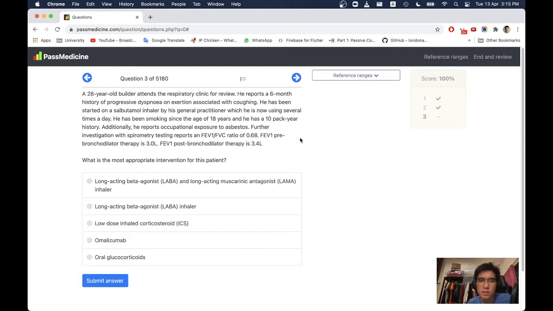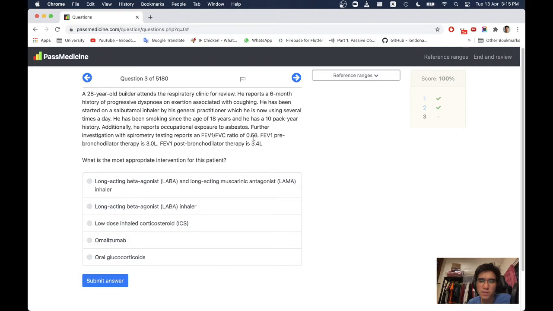He has been smoking since the age of 18 years and has a 10-pack year history. Additionally, he reports occupational exposure to asbestos. Further investigation with spirometry testing reports FEV1 to FVC ratio of 0.68, FEV1 pre-bronchodilator 3 liter, FEV1 post-bronchodilator therapy 3.4 liter. What's the most appropriate intervention for this patient?